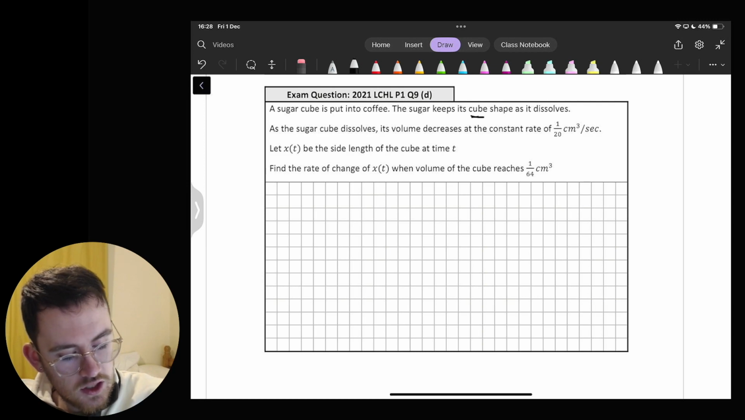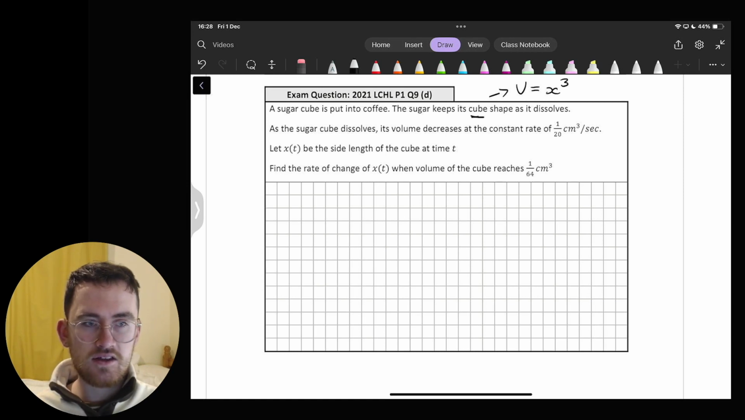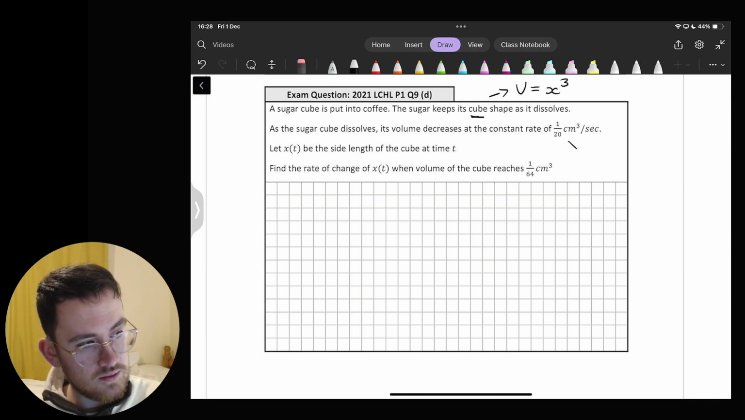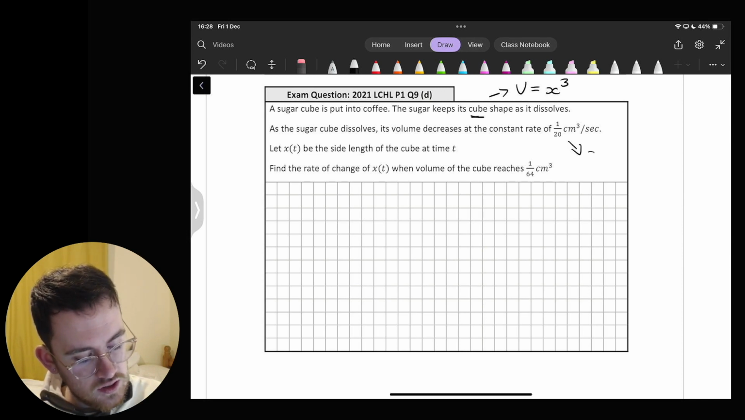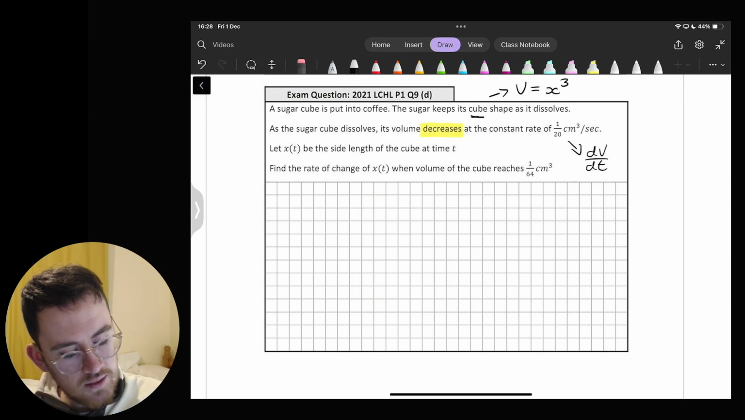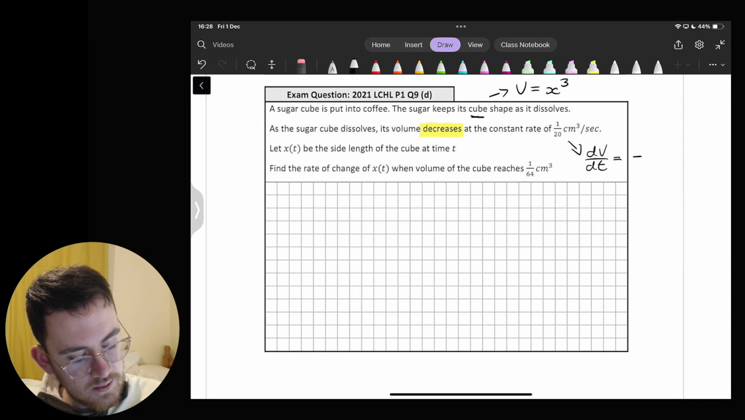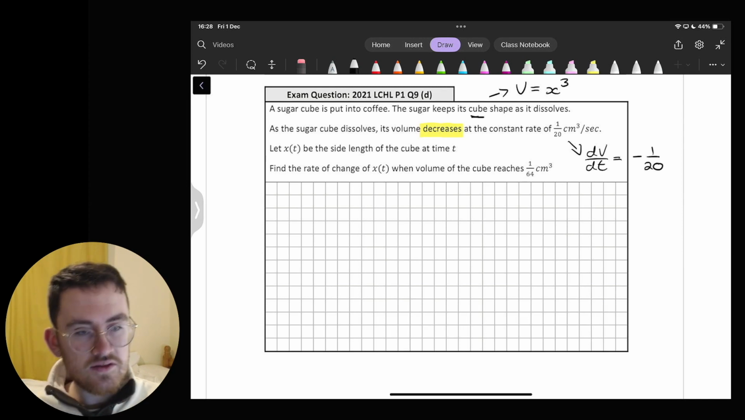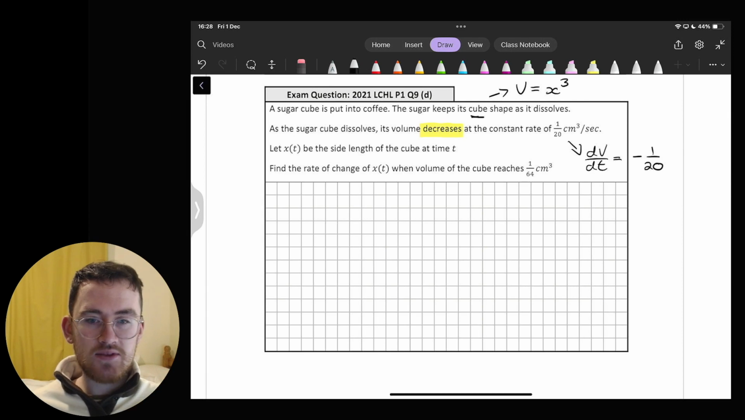Okay, the fact that it's a cube stands out to me. Let's write down what I might know. I know the volume of a cube is just length by width by height, or x cubed. As the sugar cube dissolves, its volume decreases at a constant rate. Okay, the volume decreases at a constant rate. So this is the rate of change of the volume. I'm also going to make a note here that the volume is decreasing, and what that means for my rate is that my rate is going to be negative. So the rate of change of my volume with respect to time is actually decreasing at a rate of 1 over 20.